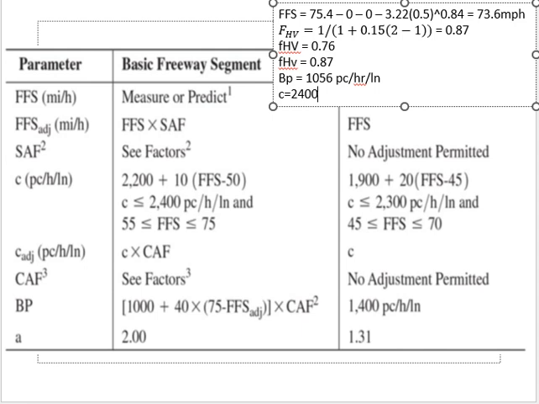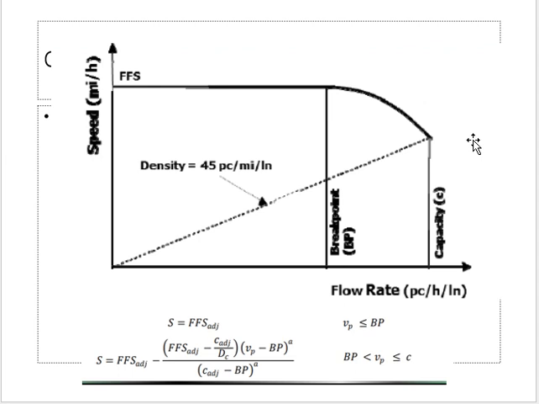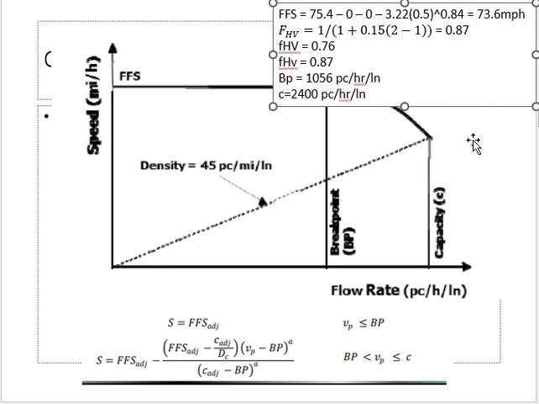So this is why my capacity is 2,400. Not because of the equation, because of the limit. Clear or not? Okay. Moving forward. So this gives me the last point on the graph. I'll explain it from here because the equations are here. I have the first point, which is the free flow speed. I have this intermediate point, which is my break point, and I have the last point, which is my capacity.